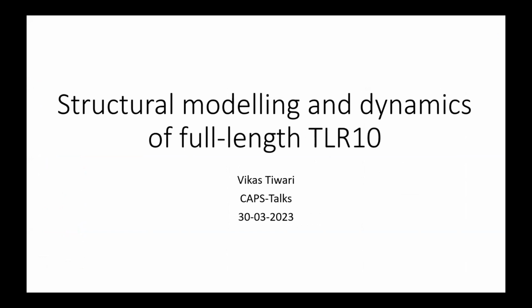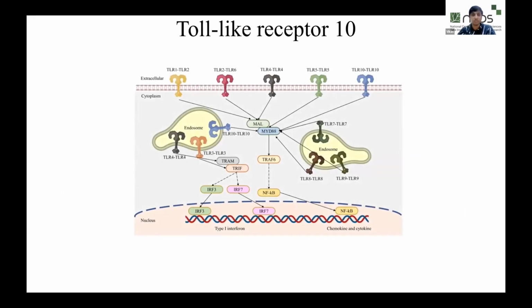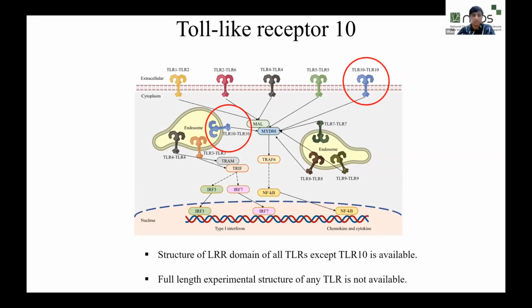In this talk, I will be describing the structural modeling of full-length toll-like receptor 10. In humans, there are 10 different toll-like receptors, namely TLR1 to TLR10, and these TLRs recognize multiple pathogen-associated molecular patterns. Among these TLRs, TLR10 is the least characterized. It is the only TLR with unknown structure for the ligand binding domain, which is the extracellular domain. And for all other TLRs as well, there is no full-length experimental structure available.